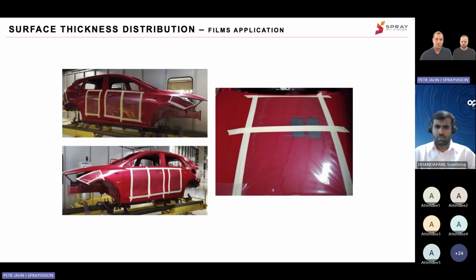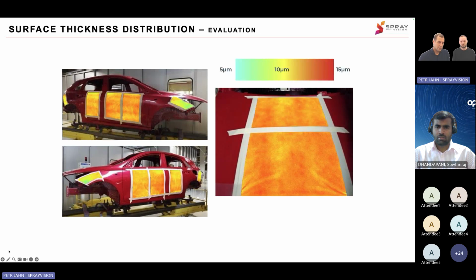One example of representation: on the car body, you can apply foils to areas of interest, make the coating, and even right in the flash-off zone, take the foils out, or you can also let the foils dry. However, taking them in the wet stage has the significant advantage of prompt feedback on the surface thickness distribution. On the bottom picture, you can see that on the doors, for example, the paint is distributed quite uniformly.